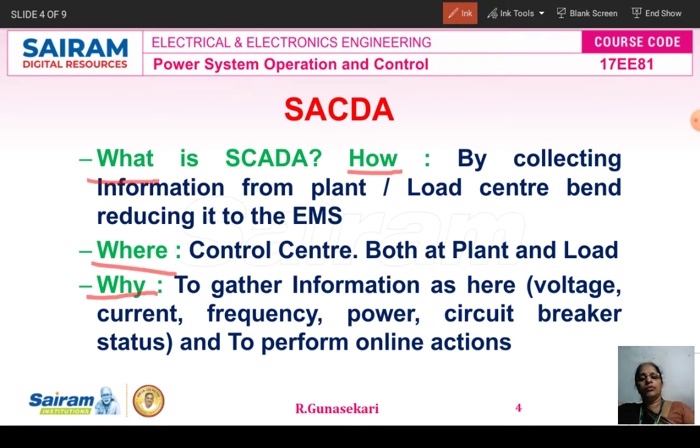Then why do we collect the information? To gather information, such as voltage, current, frequency, and power, meaning real power and reactive power, and circuit breaker status, that is whether the circuit breaker is in open position or closed position, and to perform online action. For this purpose only SCADA is used. Okay.